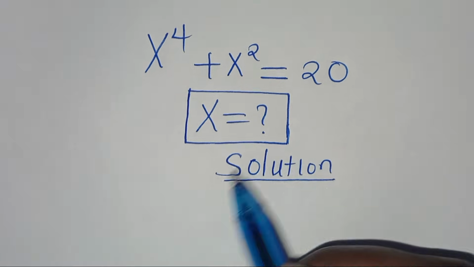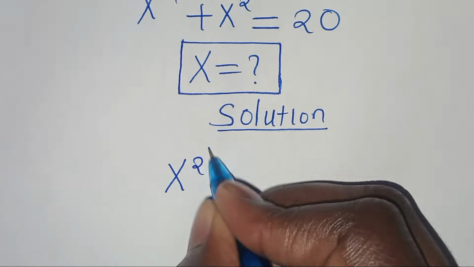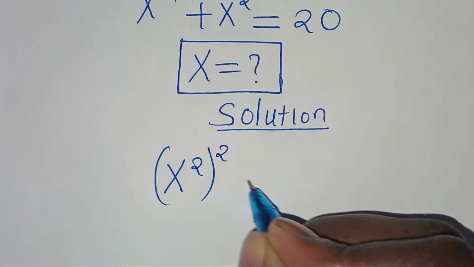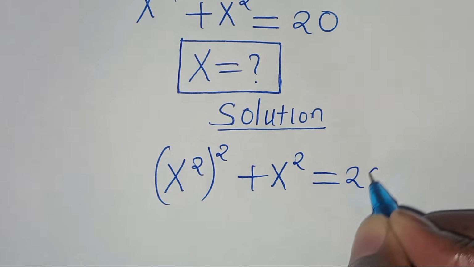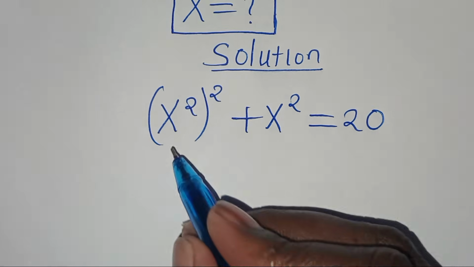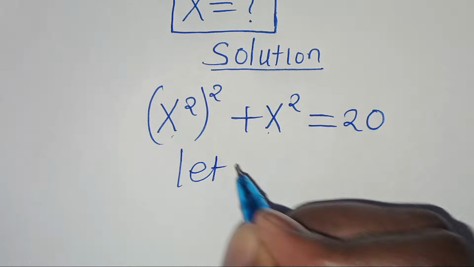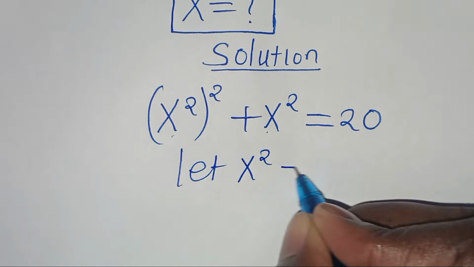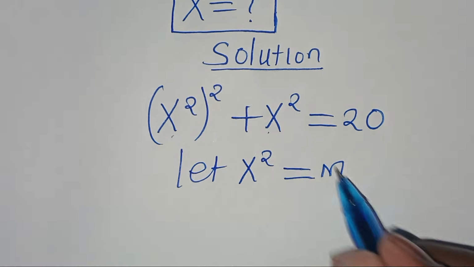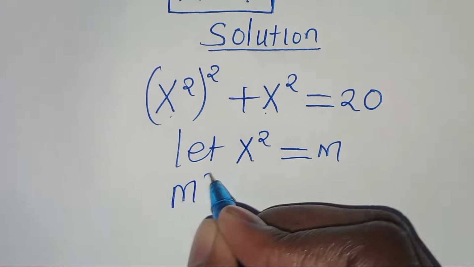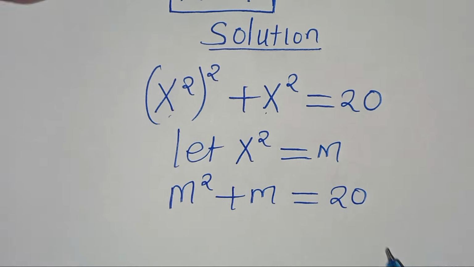We can express x to the power of 4 as x to the power of 2 raised to the power of 2, plus x to the power of 2, is equal to 20. Since we have x to the power of 2 and x to the power of 2 here, we can let x to the power of 2 be equal to m. Let's express this equation in terms of m. So this is m to the power of 2 plus m, is equal to 20.